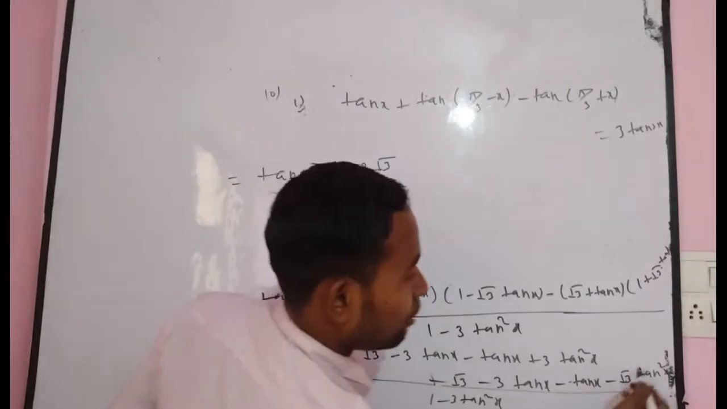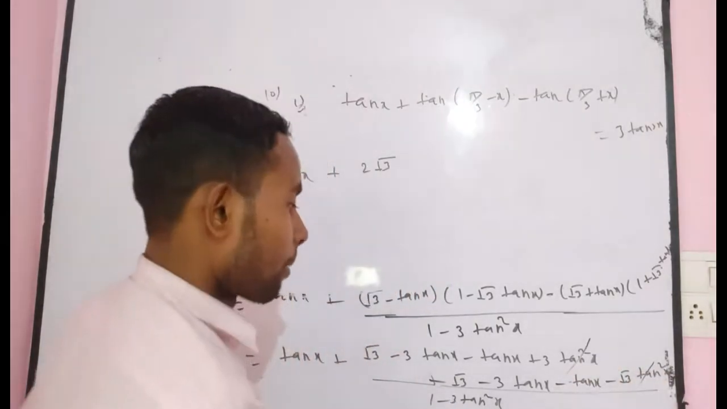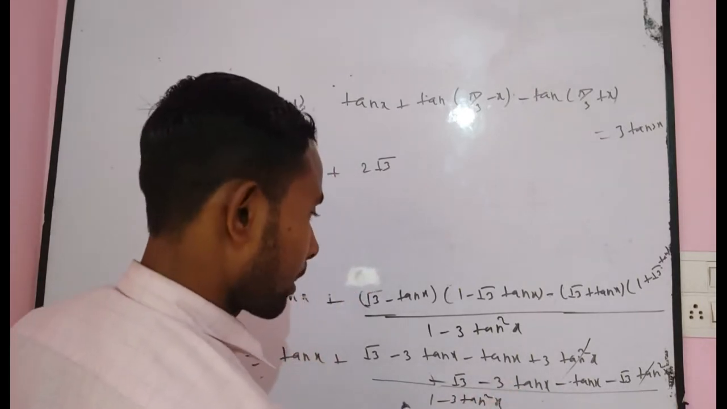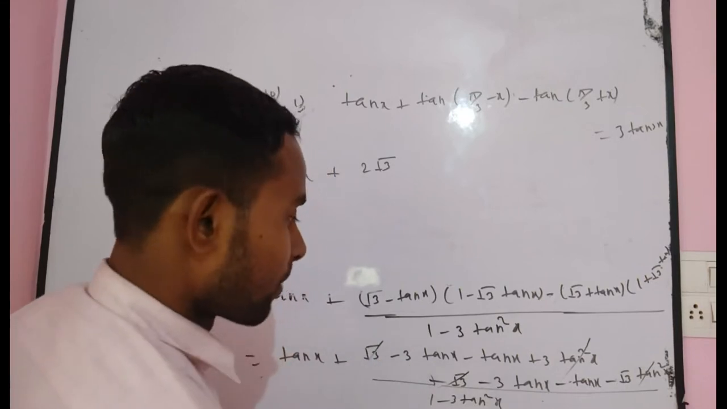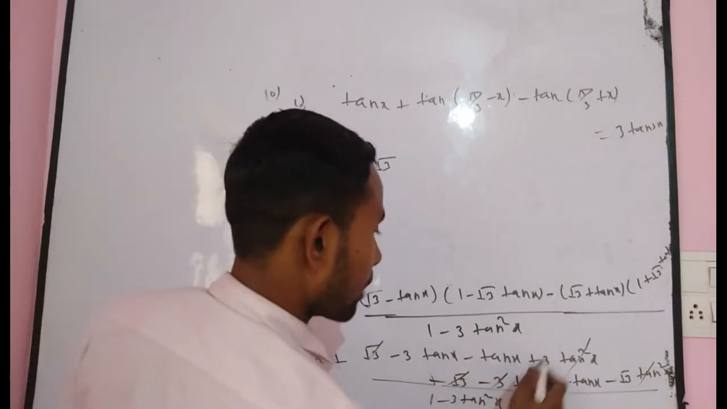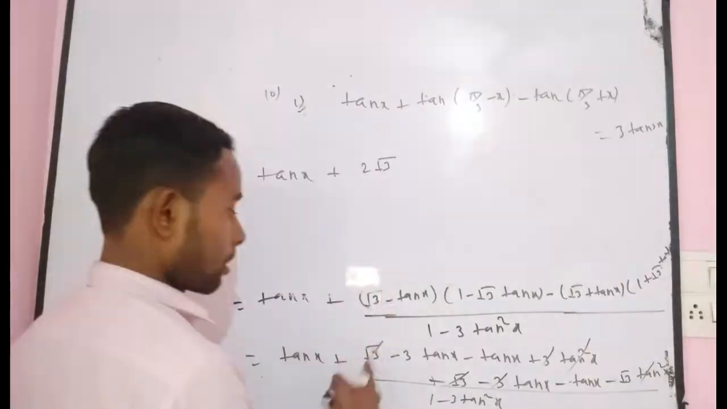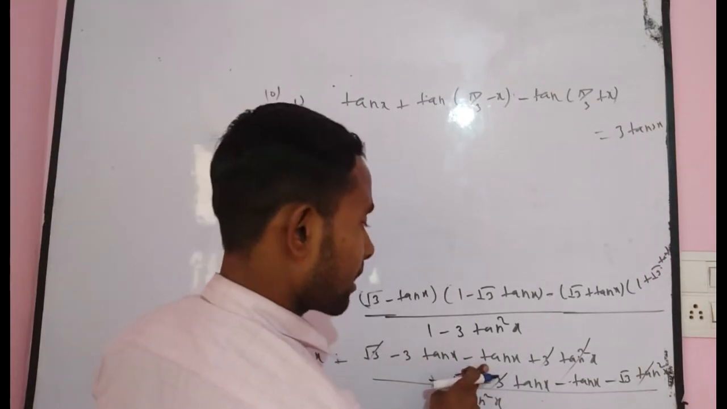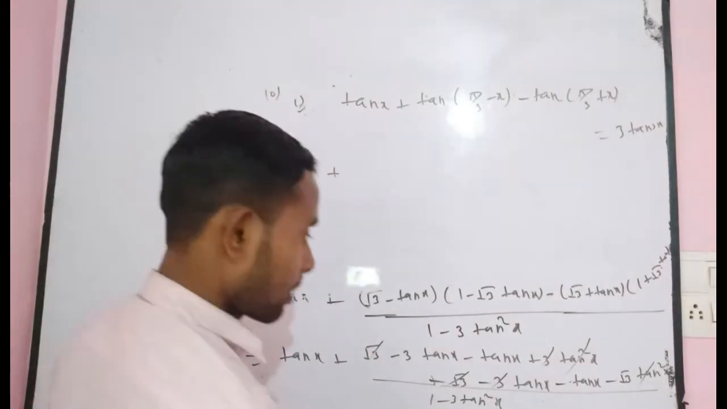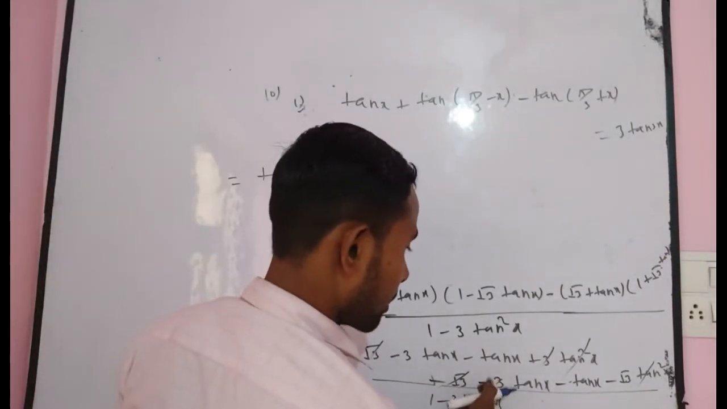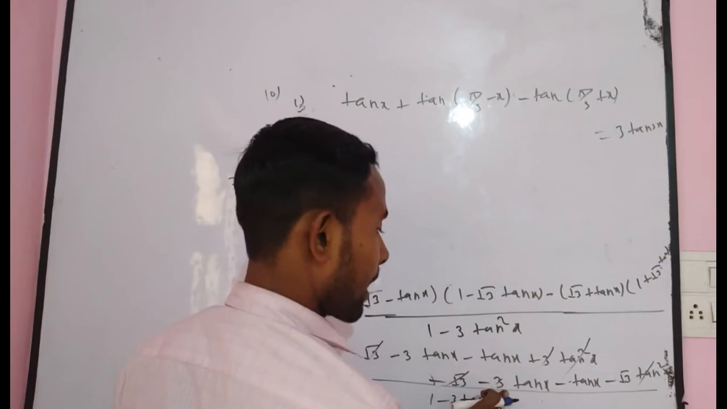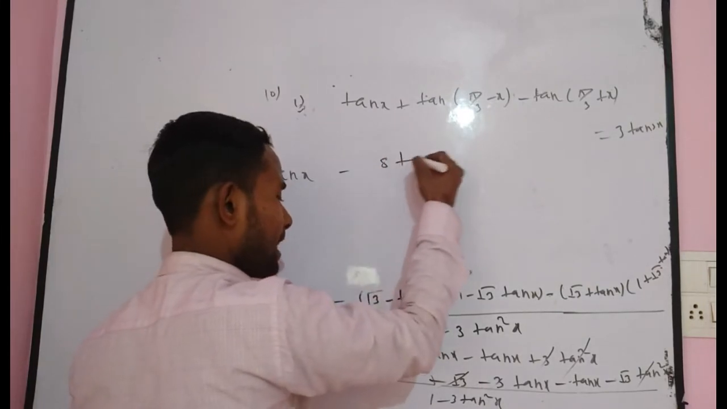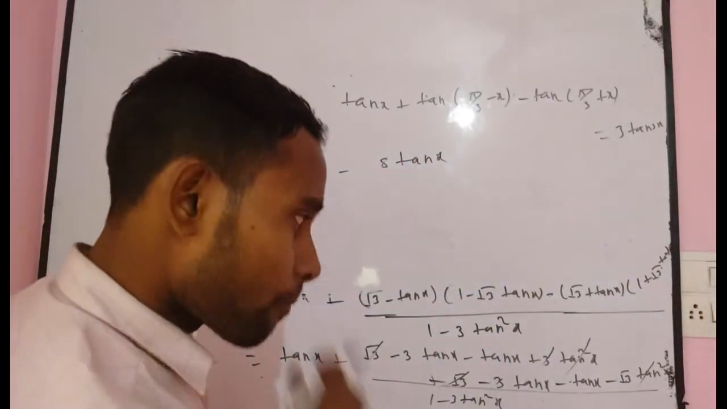Now you can understand root 3 tan square x and root 3 tan square x cancel. Minus 3 tan x and here minus 3 tan x added, tan x and minus tan x added, and minus root 3 removed. Finally 3 and minus 3 are also removed. Finally you get tan x plus minus 3 tan x minus tan x minus 4 tan x, 5, 6, 7, 8 tan x. That means, can you write minus 8 tan x? Is there anything else? No.